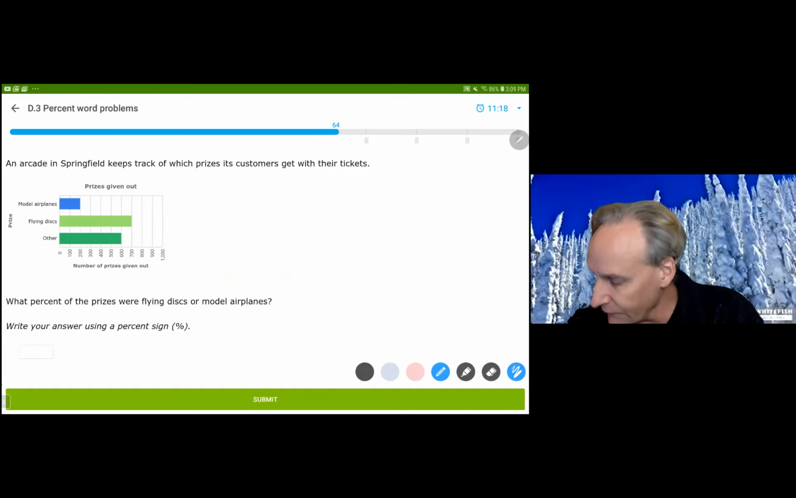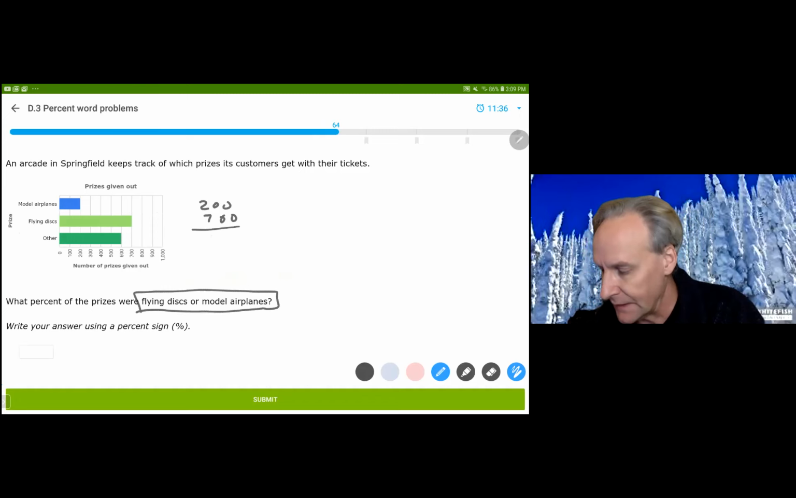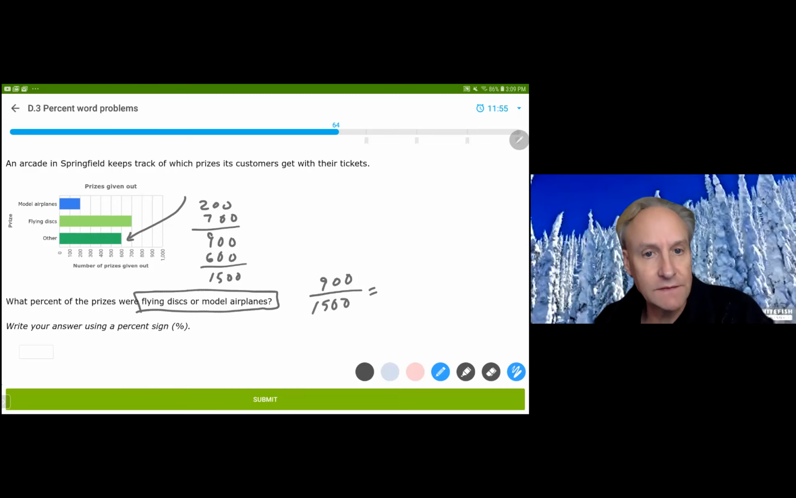What percentage of prizes were flying discs or model airplanes? So we need to add up both the model airplanes, which was 200, and the flying discs, which were 700. Or means that it could have been either one. So that means we have 900 total for either one out of a total of 1,500, because it says that the other was 600. So we have a total of 1,500. And the whole idea is that we want to get this reduced down a bit. Well, let's see. We've got 9 over 15.